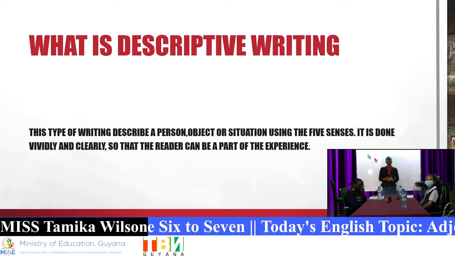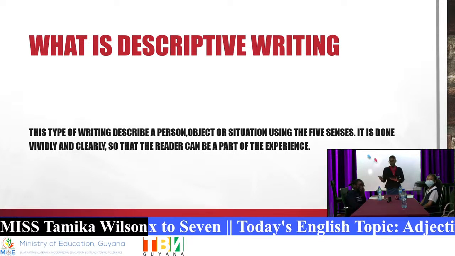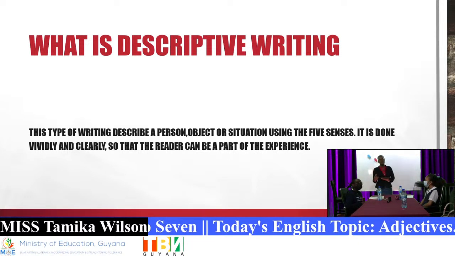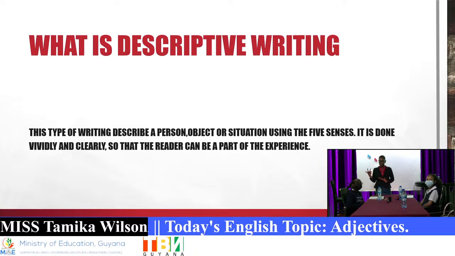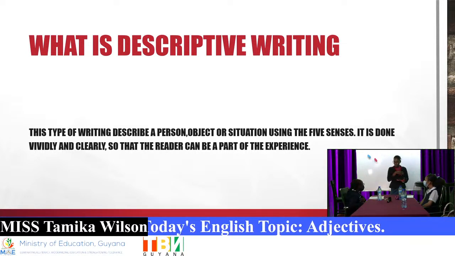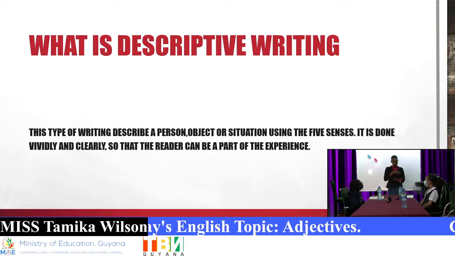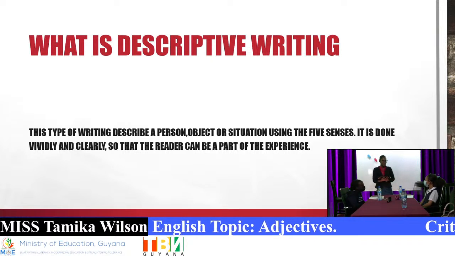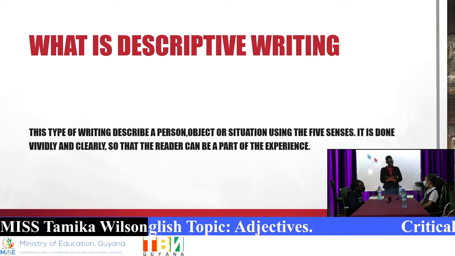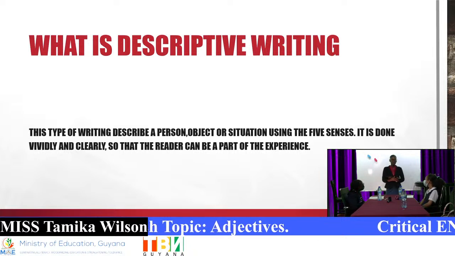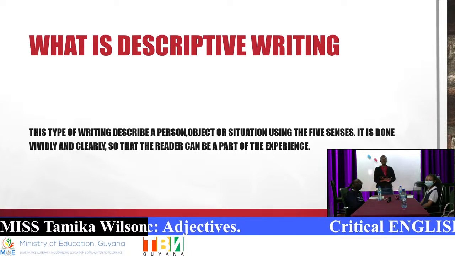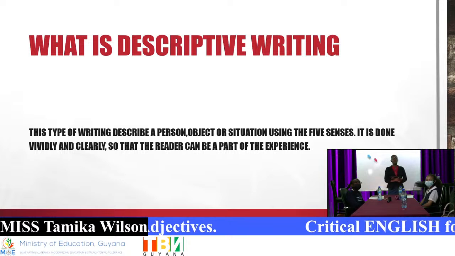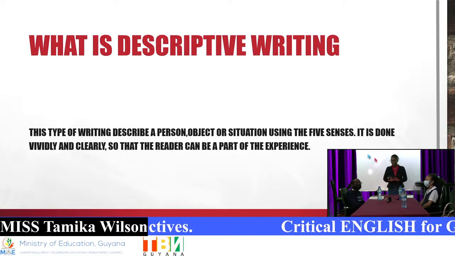This type of writing describes not just a person, but an object or situation using the 5 senses. So see why we had to do the 5 senses last class, so that we build. I trust that you were able to look at the lesson so that you were able to follow. It's done vividly and clearly so that the reader can be a part of the experience.